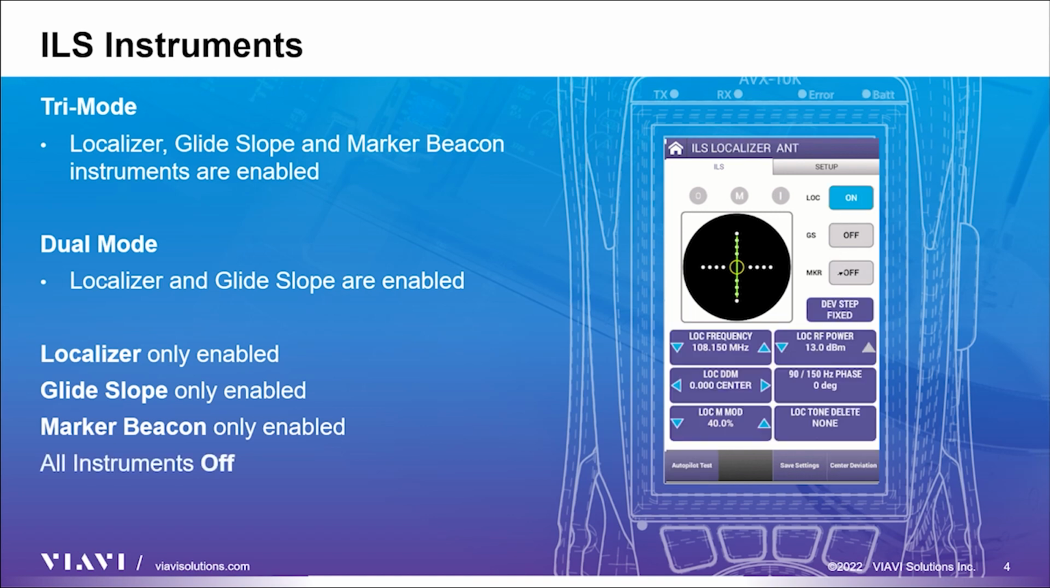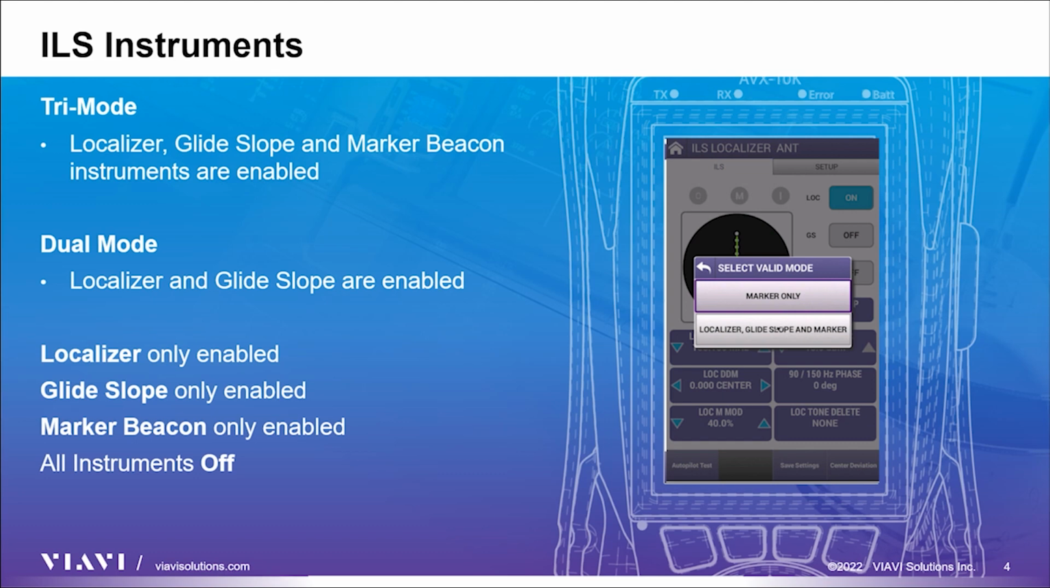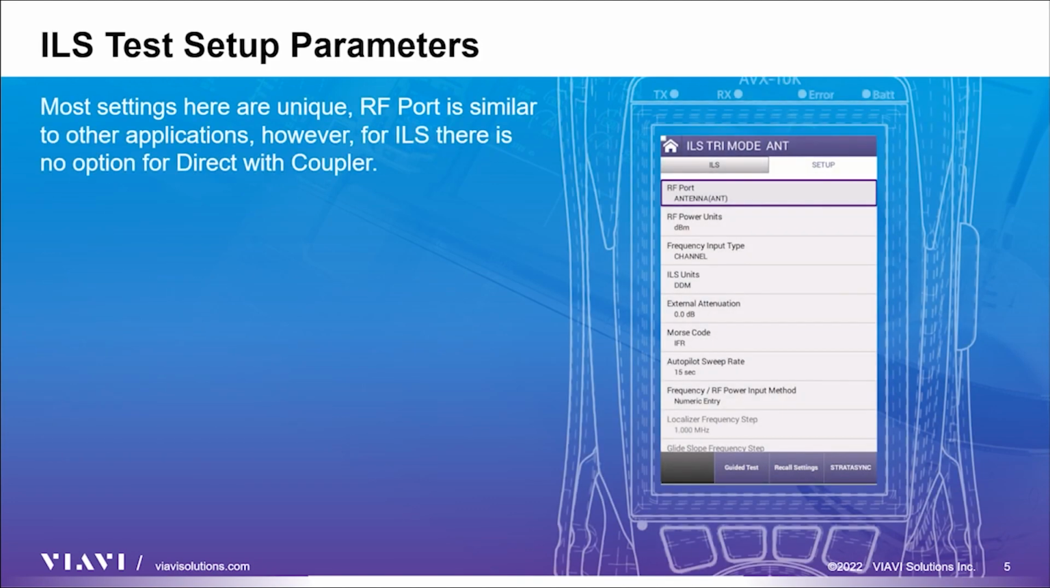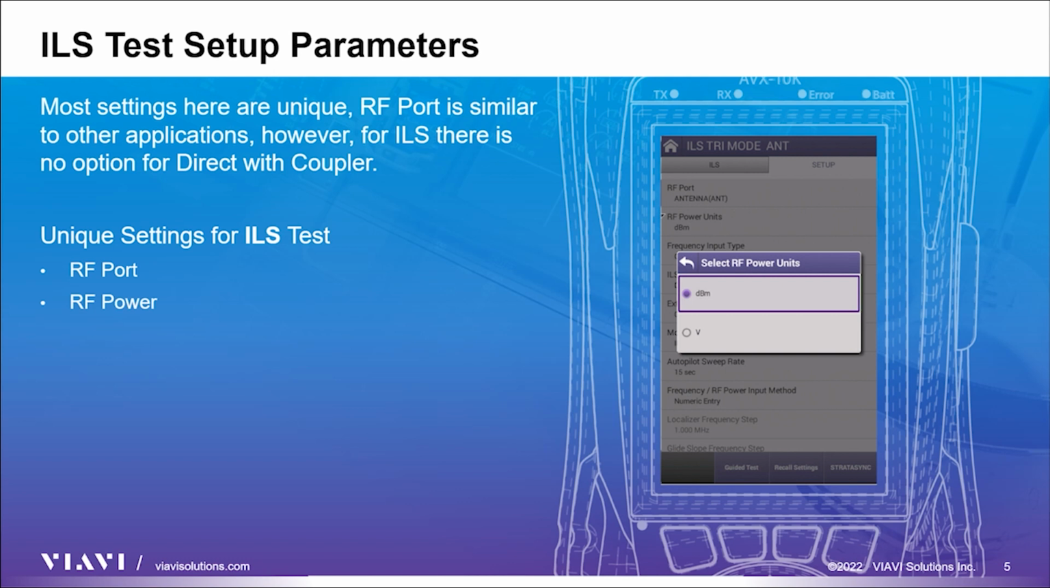There may be times when you are enabling instruments, and a pop-up screen appears. This is to help aid in the selection of one of these valid instrument states. Now, let's review all of the setup parameters. The RF port selection differs slightly from other instruments as it only has options for antenna and direct. There is no coupler testing option for the ILS instrument. RF power units can be set to dBm, or V for volts.